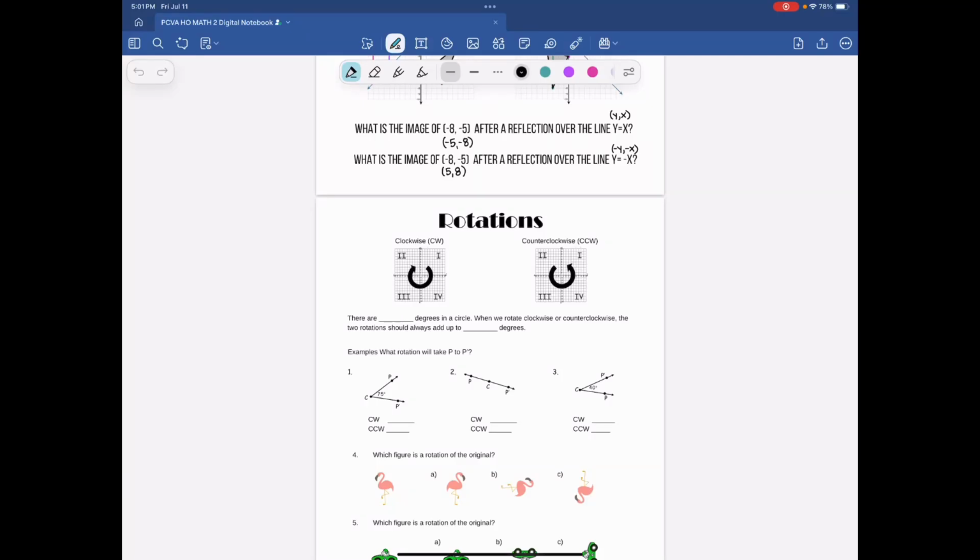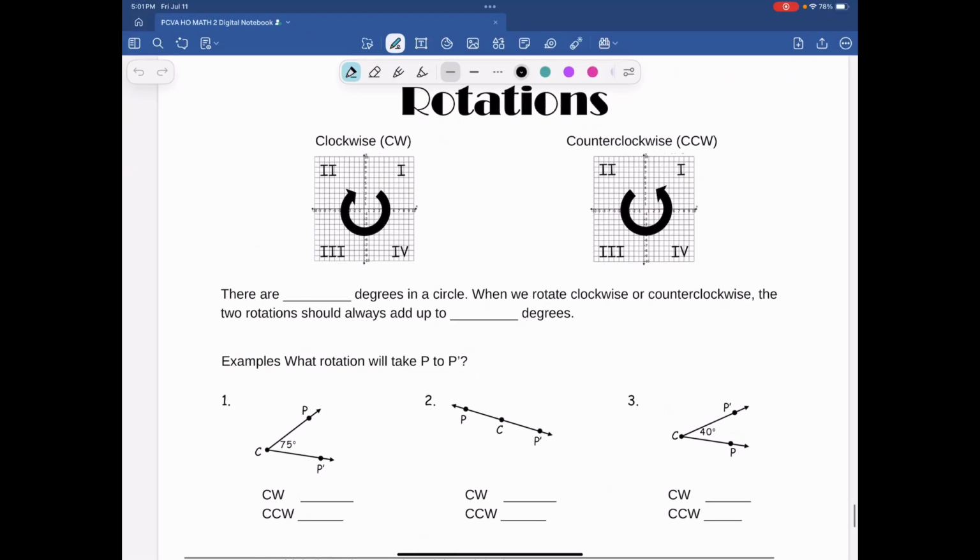All right, for this lesson, we're going to be talking about rotations. There are two different types of rotations, and if you think about a clock, we talk about the hands of a clock rotating clockwise, and then we talk about counterclockwise, which is the opposite of a clock.